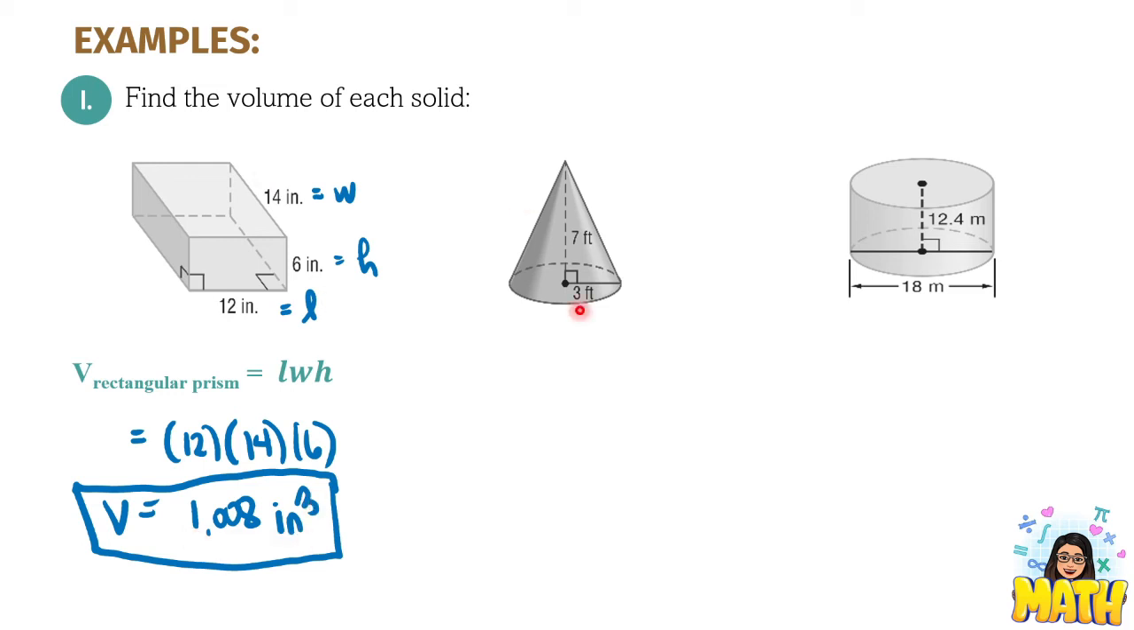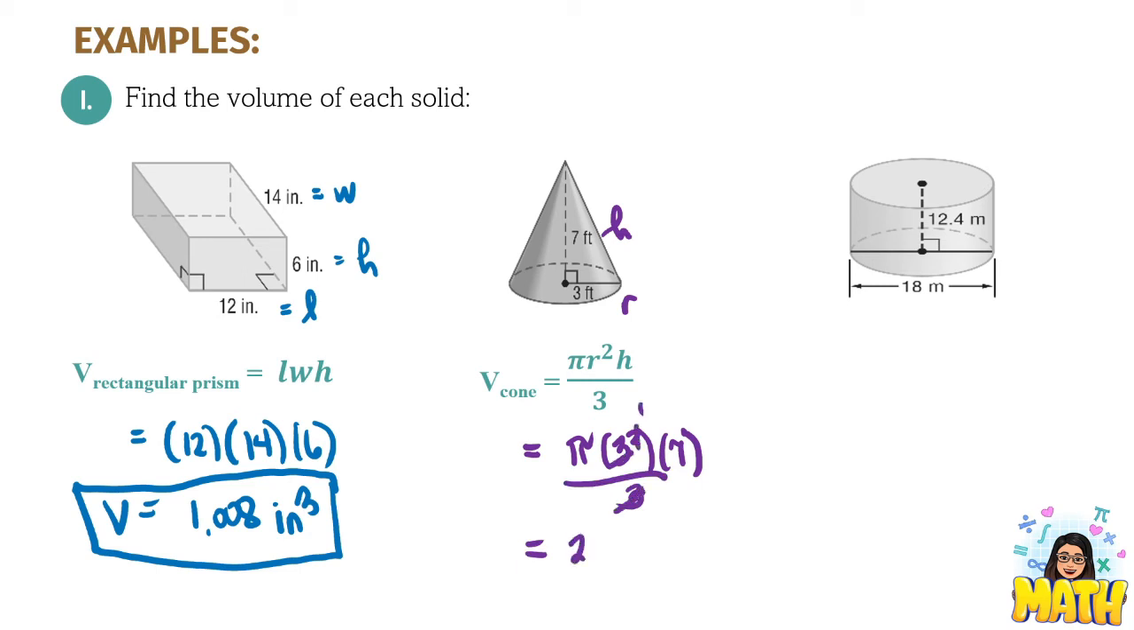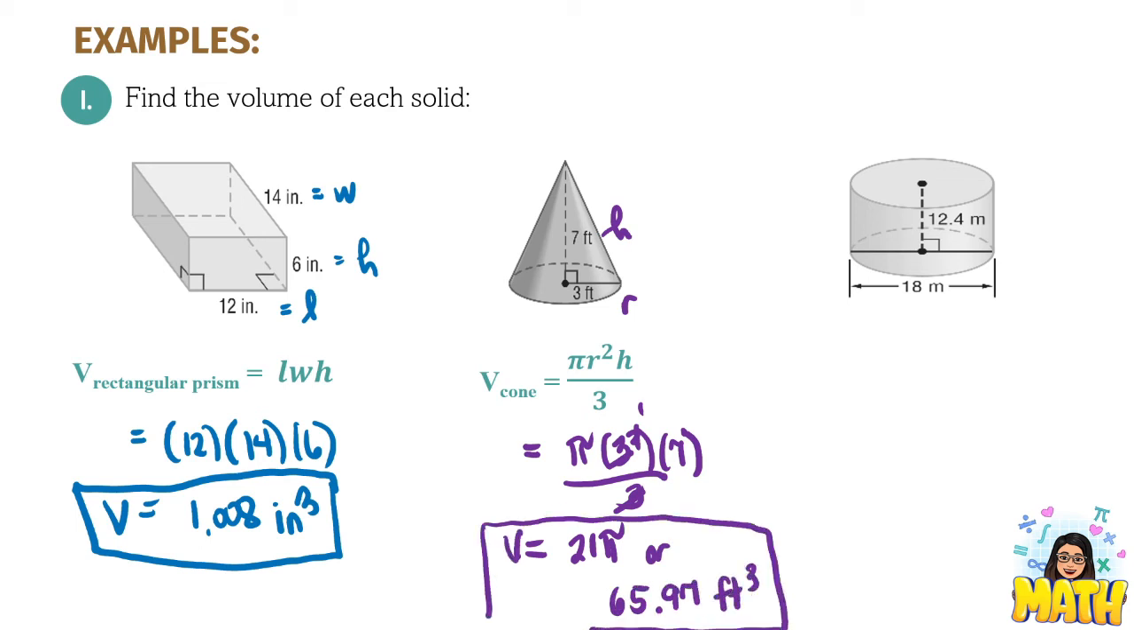For the cone, the formula is simply 1/3 of pi r squared h. The radius is 3 feet, while the height is 7 feet. Here, we can have 21 pi or 65.97 cubic feet. So this is the volume of this cone.